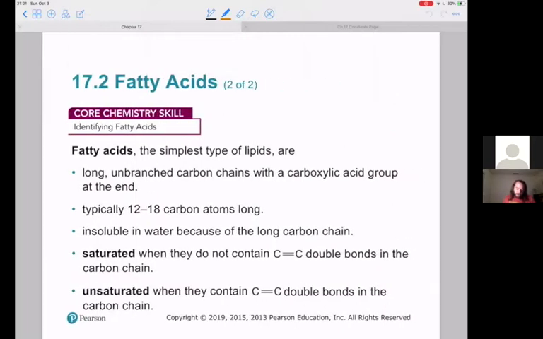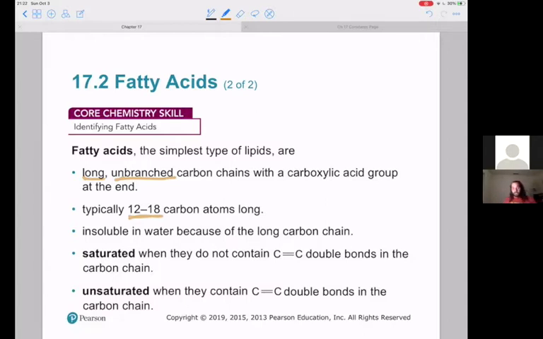So first of all, what is a fatty acid? They're long, unbranched carbon chains, so that's important. Long and unbranched carbon chains with a carboxylic acid group on one end. They are quite long, 12 to 18 carbons long. Even though that carboxylic acid end is polar, that's such a huge carbon chain that they are going to be insoluble in water.